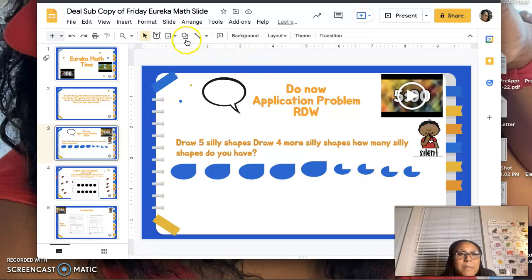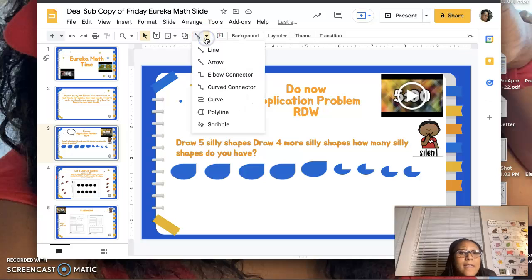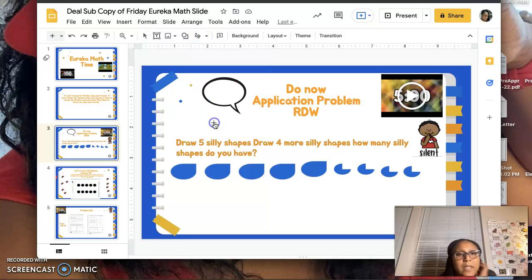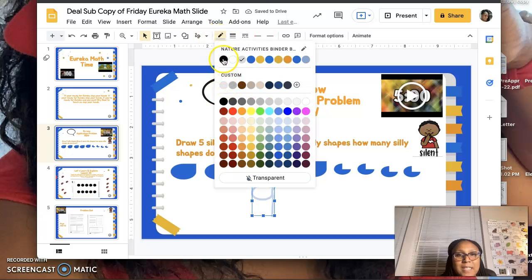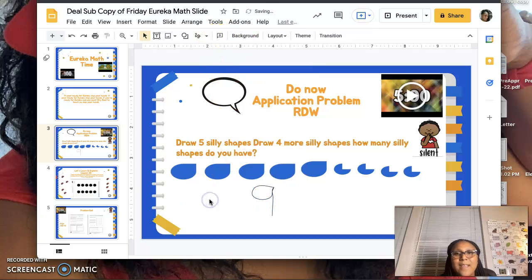Woo, I know how many silly shapes I have. Yes, I do. I know how many I have. And I wrote my number. How many silly shapes was it? 9 silly shapes. You should have written the number 9. Kiss your brain, because you're so smart.